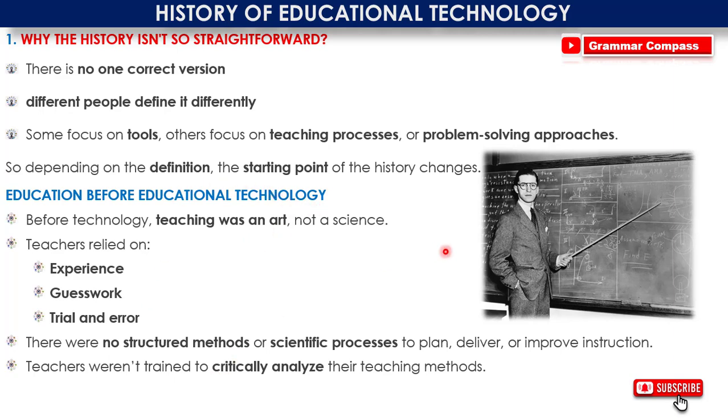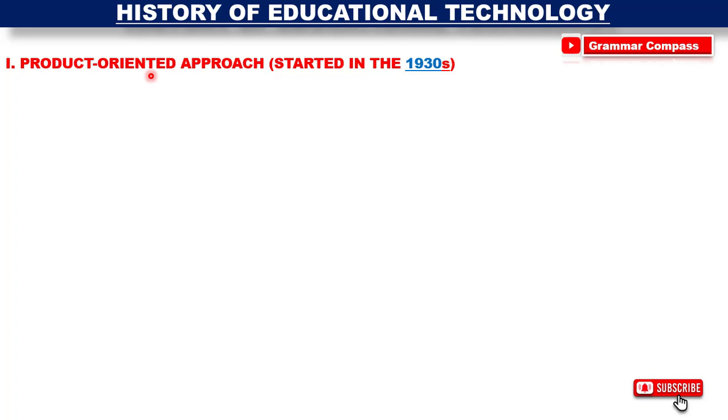Now let us move straight to talk about the history of educational technology. We are going to start by focusing on those who define educational technology based on the tools that are used. Then we move on to those who focus on teaching processes, and then those who focus on problem-solving approaches. Let us start with the product-oriented approach.